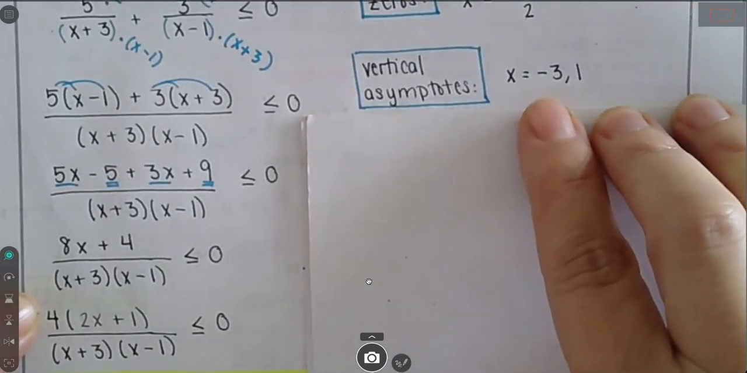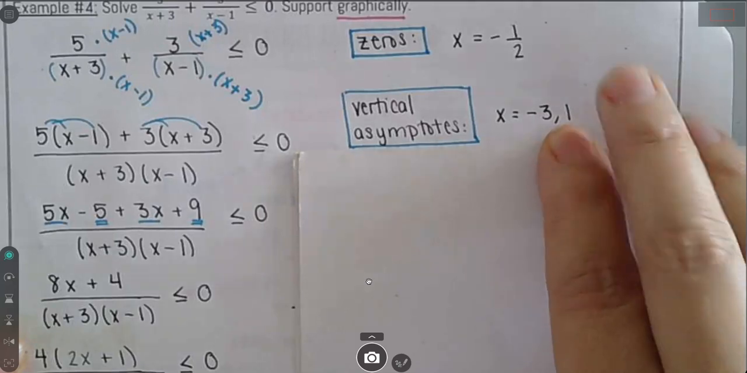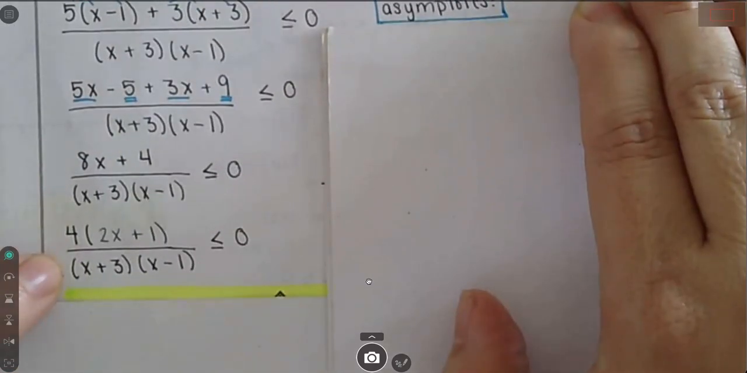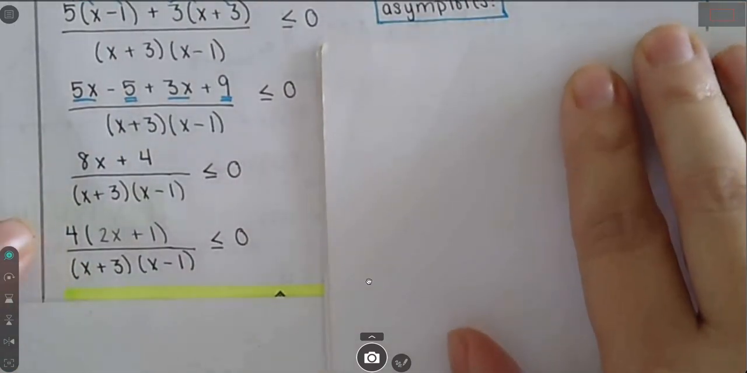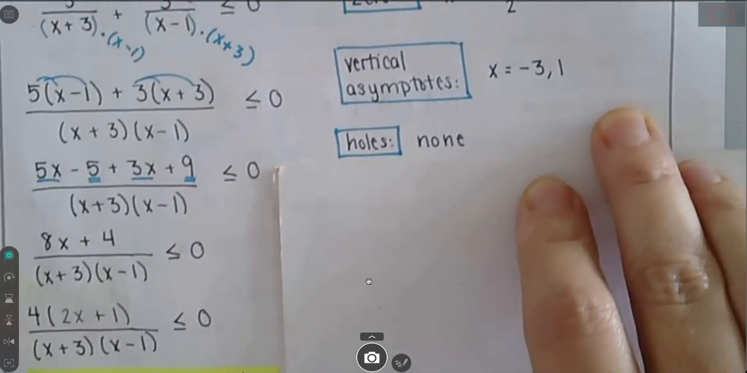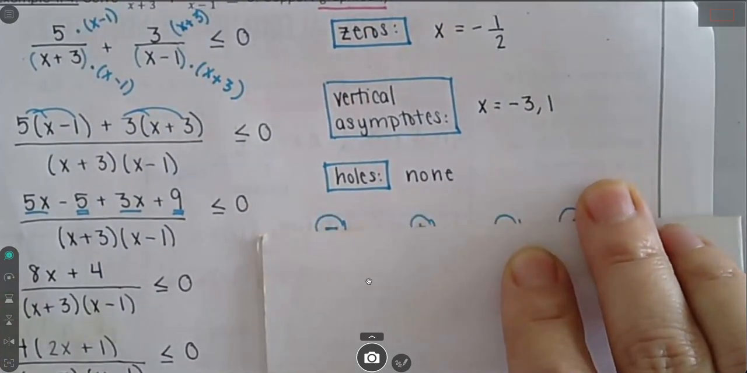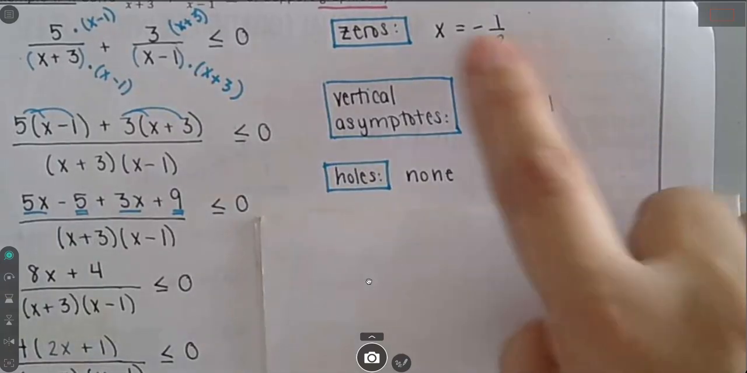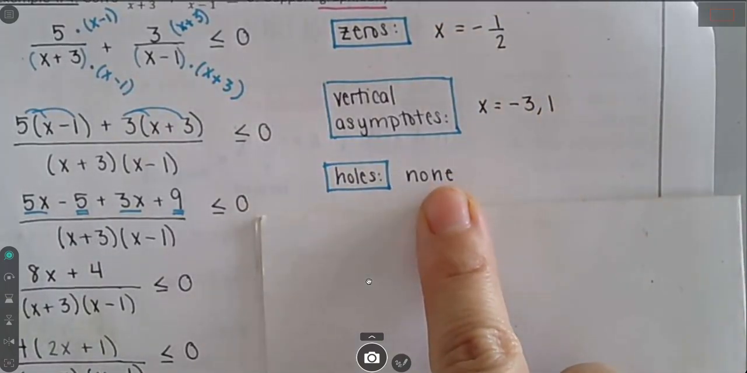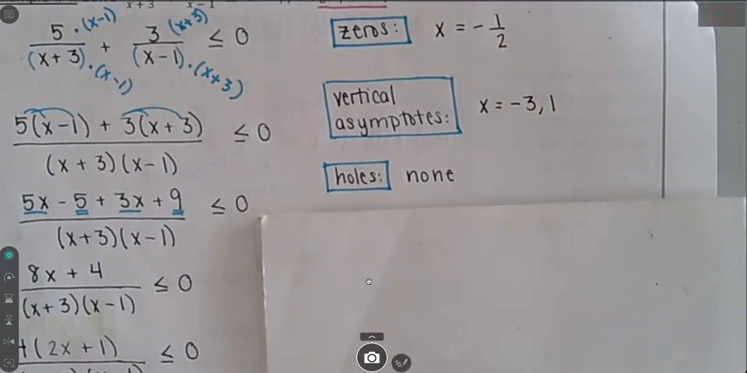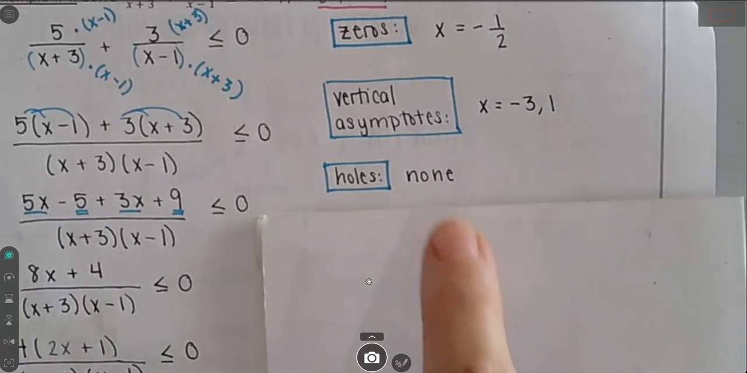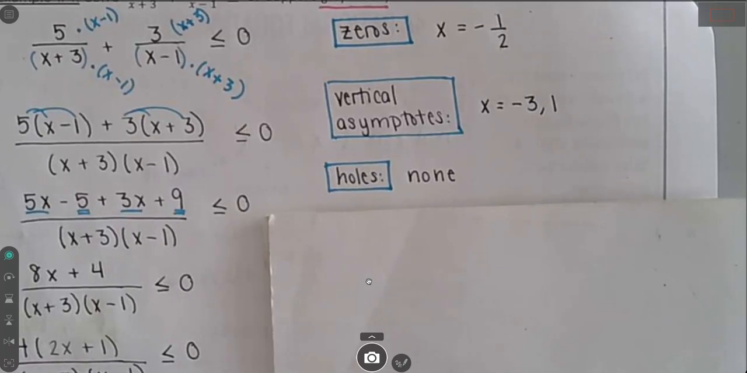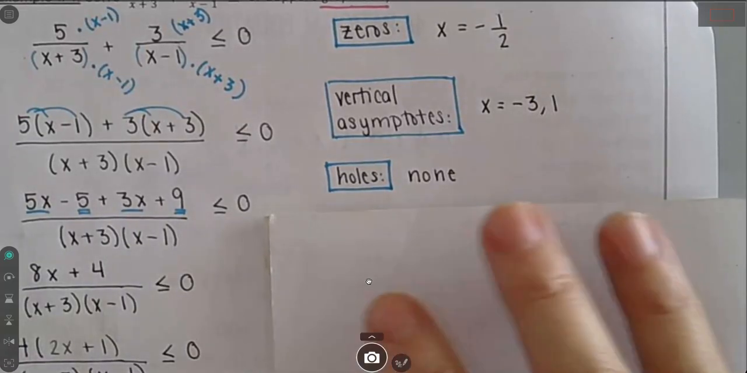The vertical asymptotes are negative 3 and positive 1, and that's where the denominator equals 0. And there are no holes. These are the only points where the function could change sign. Okay, so these are the only places where the function could switch from positive to negative or negative to positive.